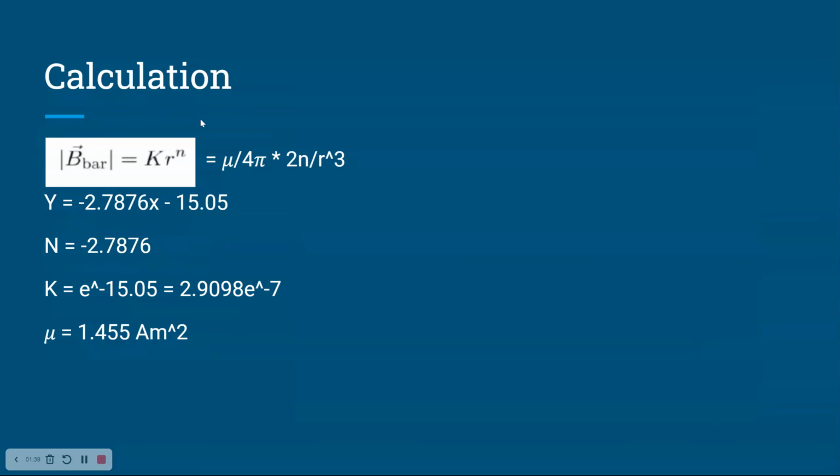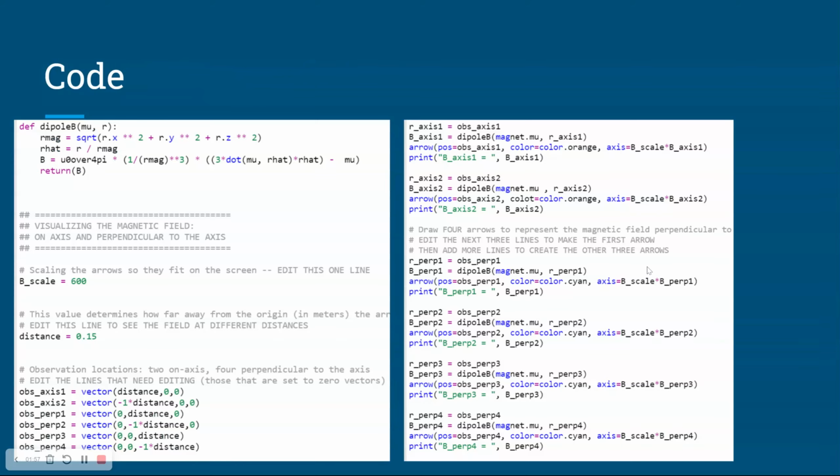So then for the calculation where I ended up finding the mu value, I used the equation that the magnitude of the magnetic field of the bar magnet is k r to the n. And we also found that that can equal out to an equation where we can solve for mu. This just runs us through the calculations of doing that. Nothing too crazy there.